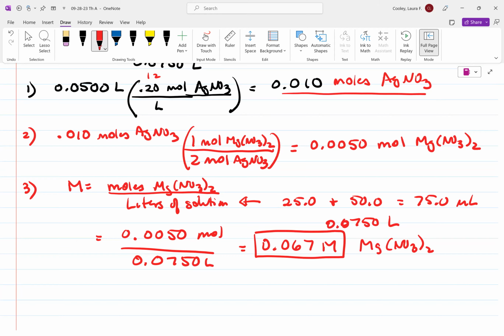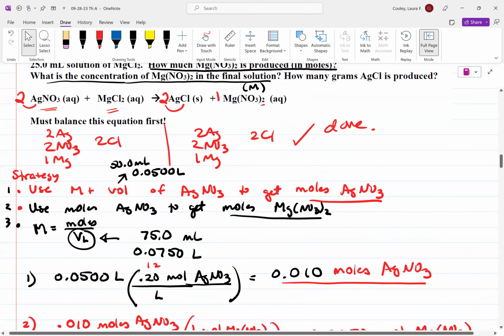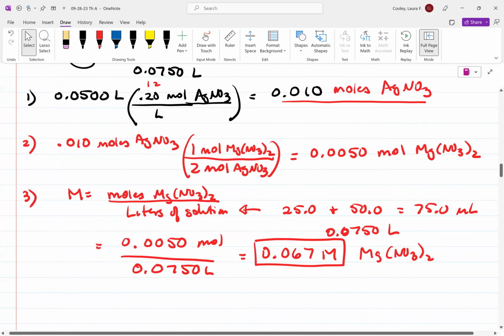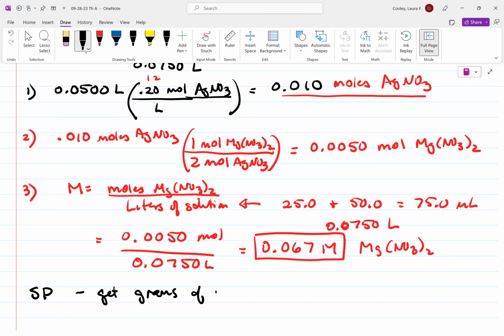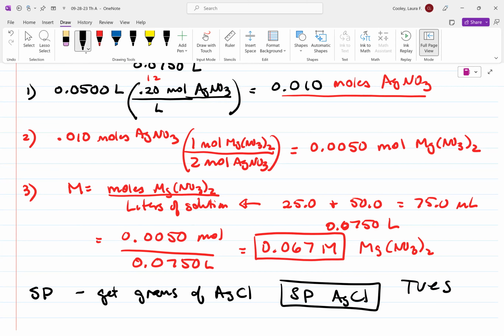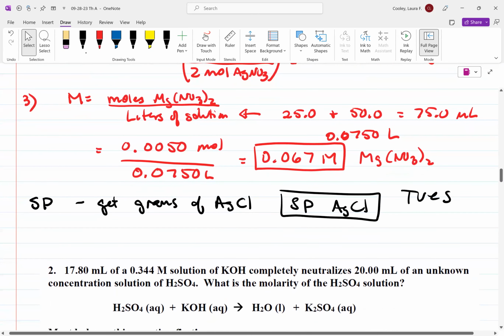Okay. There's another step. It says how many grams of AgCl is produced. I'm going to give you a special problem for that. I'm going to call that SpAgCl. Okay. And I'll collect it next week.